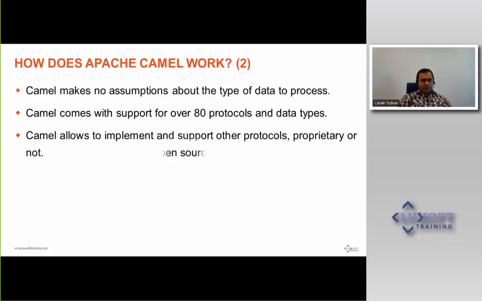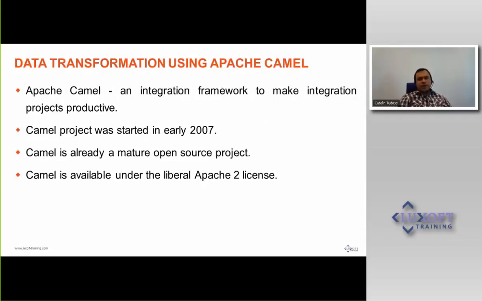Going back to the presentation, we are going to say a few things about the Apache Camel framework itself and about how it has come into being. It has been built in order to make integration more productive. Projects that use Apache Camel will be much more productive than projects that use the classical way. This project was started in early 2007, so at this time, 8 years after, it is already a mature open source project, and it is available under the liberal Apache license.